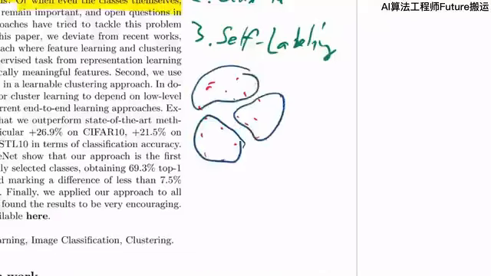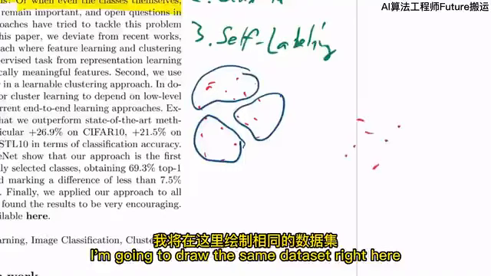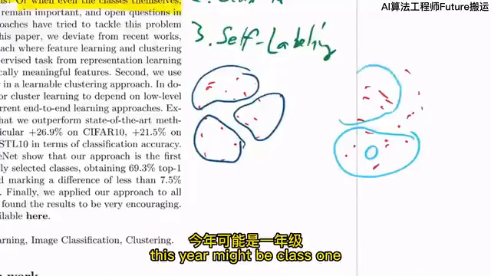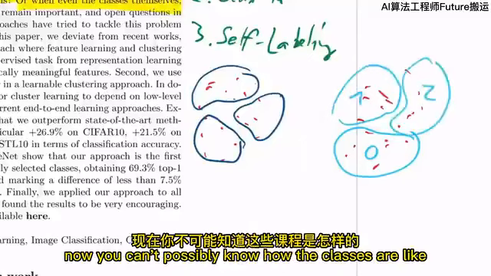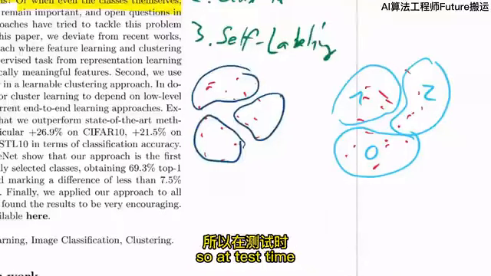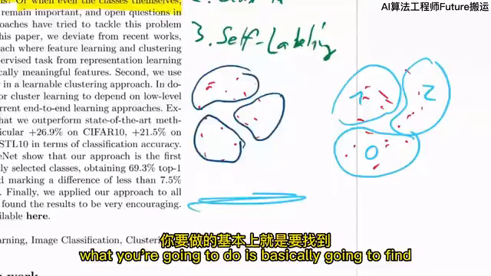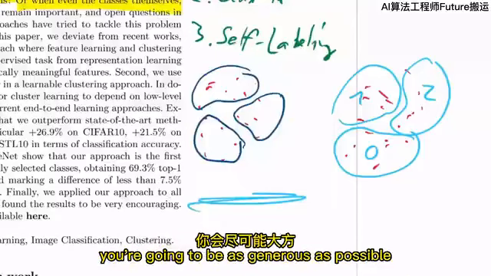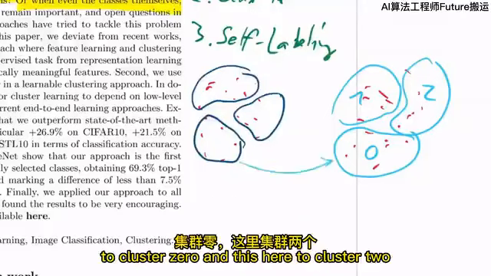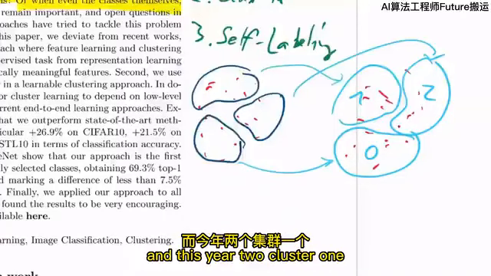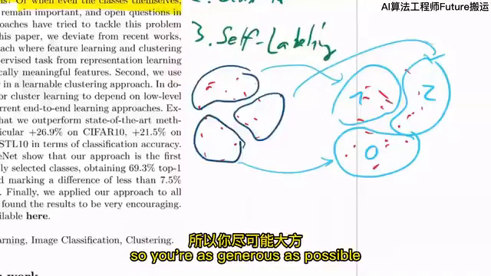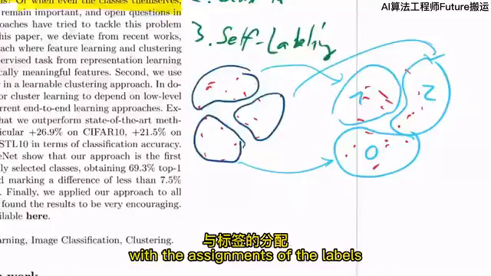And then, of course, I'm going to draw the same dataset right here. The same dataset would have an actual classification. So this would be class 0, this here might be class 1, and this here might be class 2. Now, you can't possibly know how the classes are called, which one is the first, which one is the second. So at test time, if you have a method like this that doesn't use labels, you're going to be as generous as possible in the assignment of these, and say, look, if I assign this here to cluster 0 and this here to cluster 2 and this here to cluster 1, and I just carry over the labels, what would my accuracy be under that labeling? So you're as generous as possible with the assignments of the labels.